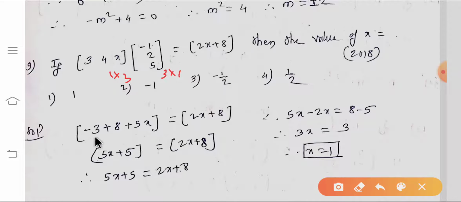So multiplication: 3 into minus 1 is minus 3, 4 into 8 is 8, plus 8, 5 into x is plus 5x, equal to the matrix 2x plus 8. So this is nothing but 5x plus 5 equal to 2x plus 8. Two matrices are equal if and only if their corresponding elements are equal. Therefore 5x plus 5 equal to 2x plus 8, and by simplification we get x equal to 1. Taking the constants to the right hand side and the x variable on one side, 5x minus 2x equal to 8 minus 5, or 3x equal to 3, therefore x equal to 1, hence the solution.